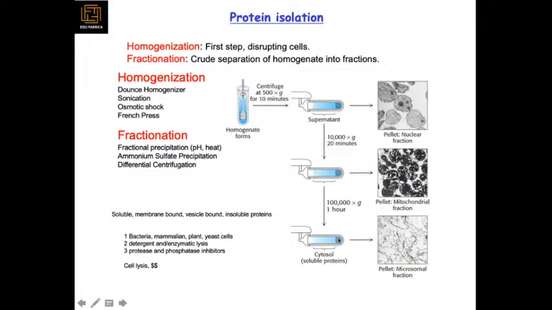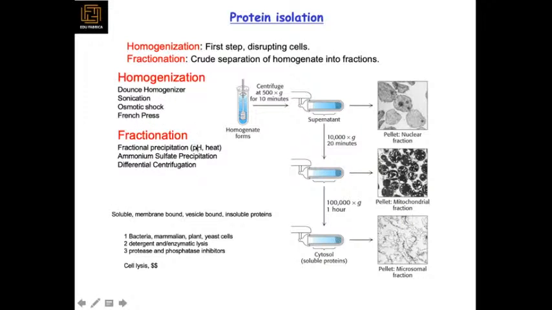And how to isolate your protein? You can isolate your protein by using different centrifugation, but first you have to homogenize. Homogenization is very necessary. It is like making a mixture for your masala, garam masala: the cardamom gets out of it, the same way the cell is disrupted and all the organelles come out of the cell. That is homogenization. Then fractionation is the crude separation of homogenates into fractions. Different fractions are made, and then you remove each part as per the need. Homogenization could be done with the help of a Dounce homogenizer, sonication, osmotic shock, or French press.